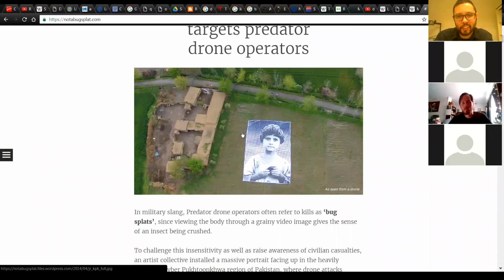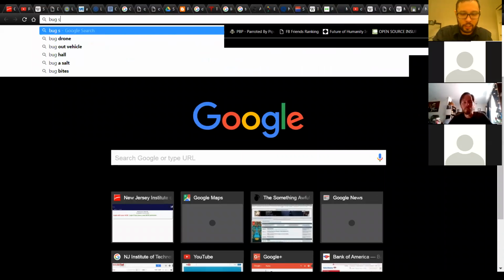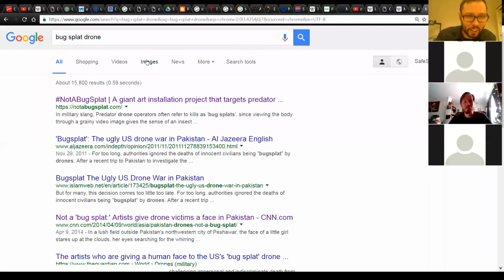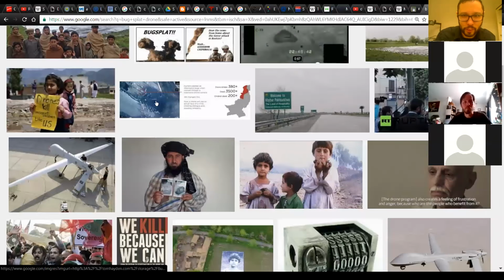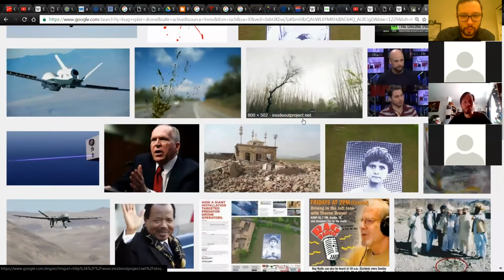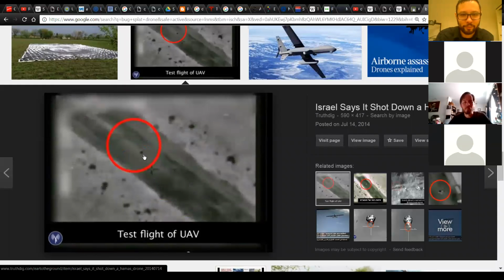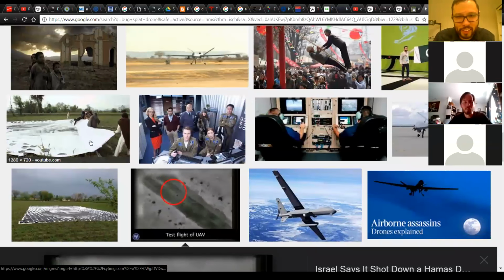Drone operators call it success when they successfully target and kill someone. They call them bug splats because they're flying way overhead and all you see on the ground is a little black spot where the bomb hit. Let me see if I can find an image of an actual bug splat. Yeah, so all these dead people. You can imagine little black spots on the ground where we've dropped bombs and killed a bunch of people.